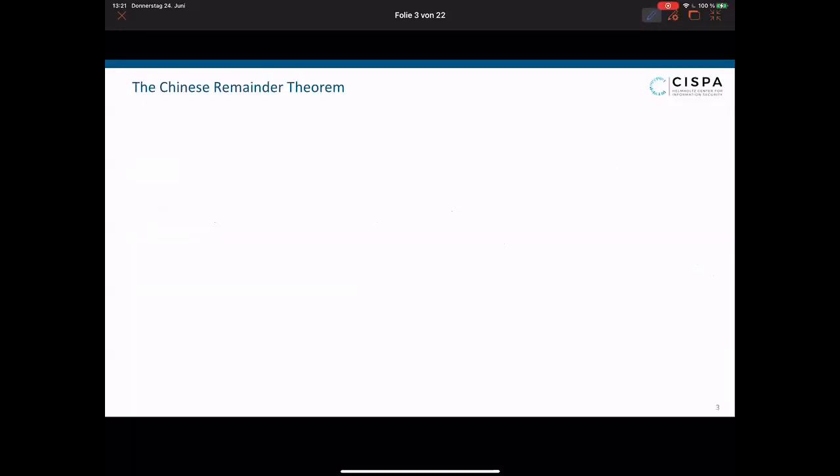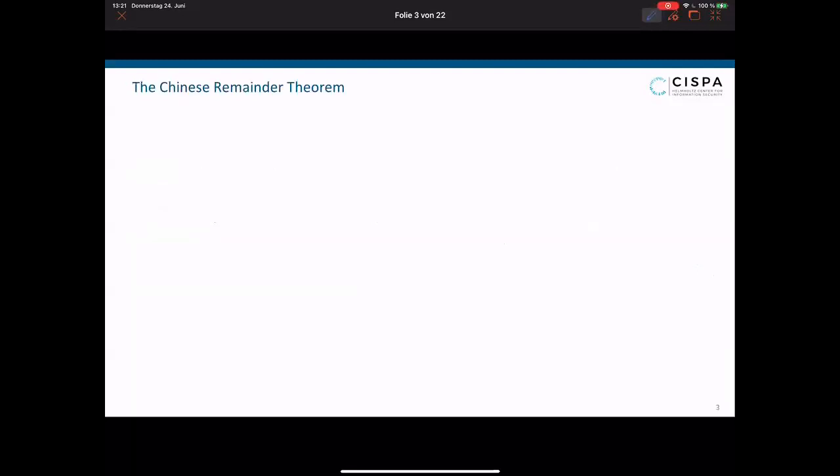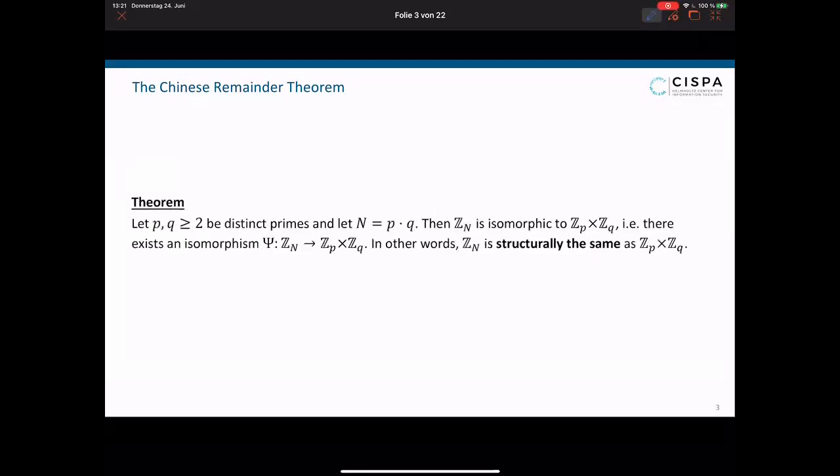Okay. But now I asked, if n is simple enough, something like 15, 5 times 3, can we somehow relate Zn to some fields? And surprise, surprise, I'm going to talk about the Chinese remainder theorem. So what does this say? It says the following. Let's take two prime numbers, p and q, that are different, and let's set n equal to p times q, something like 15 that we just had.